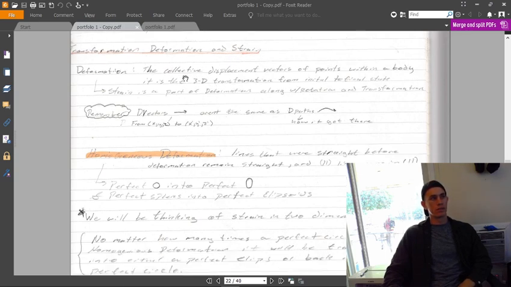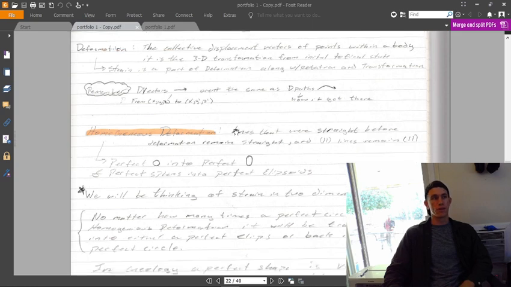Transformation, deformation, and strain. Deformation, the collective displacement vectors of a point within a body, is the three-dimensional transformation from initial to final state. Strain is a part of deformation along with rotation and transformation. So remember that the displacement vectors aren't the same as the displacement paths, where the displacement vectors go from x, y, and z to x', y', and z', and the paths are how it got there.